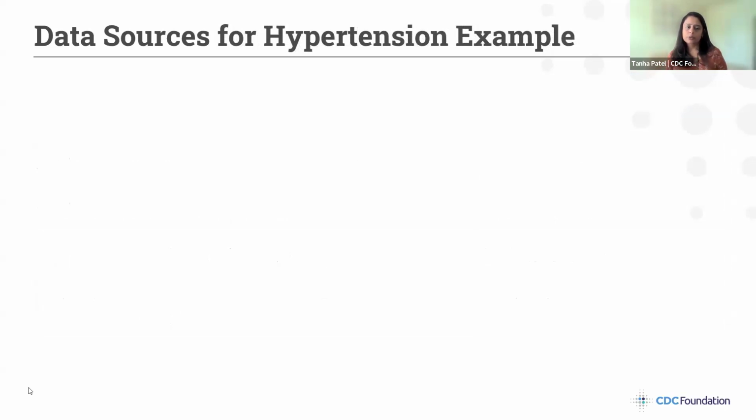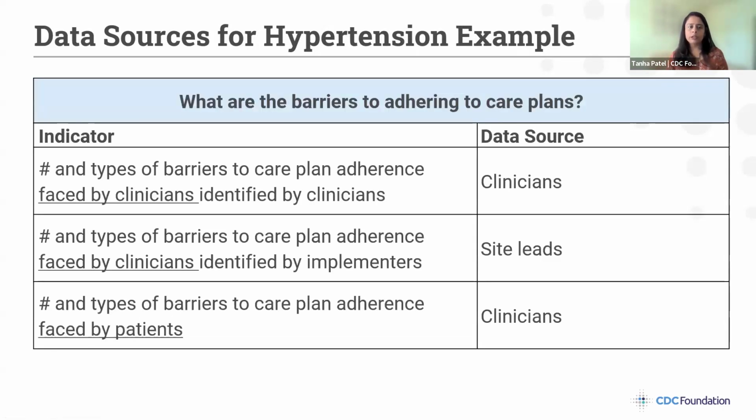Now, what data sources can we use to measure the indicators for the second evaluation question? What are the barriers to adhering to care plans? So for the indicators of number and type of barriers to clinician adherence identified by clinicians, the best source is going to be talking to the clinicians themselves.